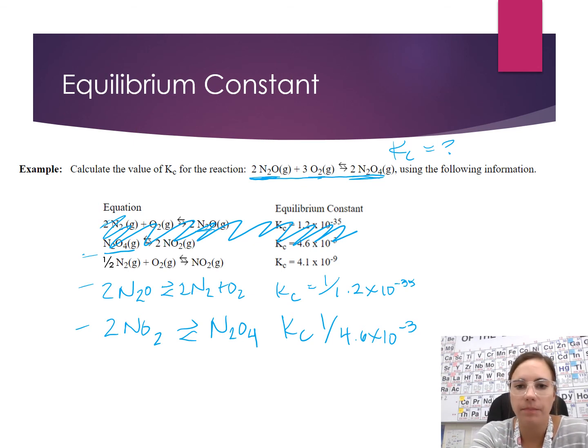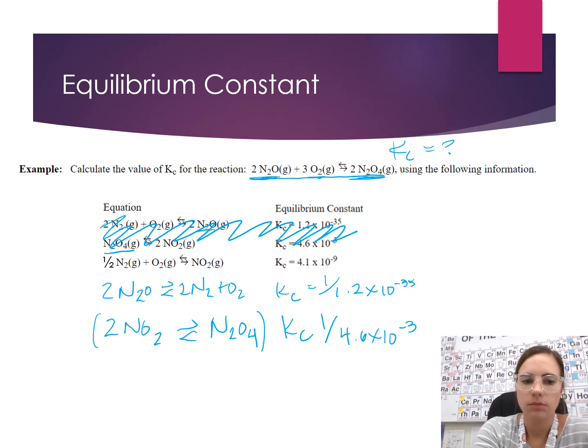Now let's see if they add up. Well, here I have 2 N2O4s, but here I only have 1. Well, that's not going to work. So I'm going to multiply this through by 2. When I multiply through by 2, I now have 4 and 2. So then I have to raise this to the second. Now 2 N2Os, 2 N2s, and 1 O2. Here I have half of an N2 and I have 1 NO2.